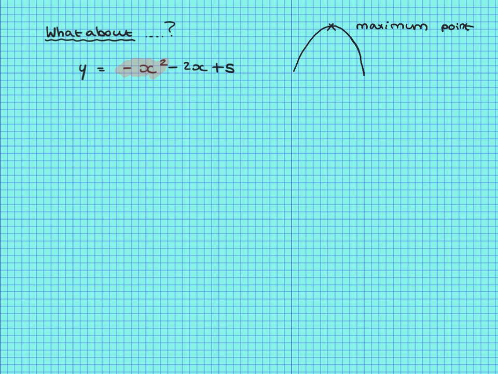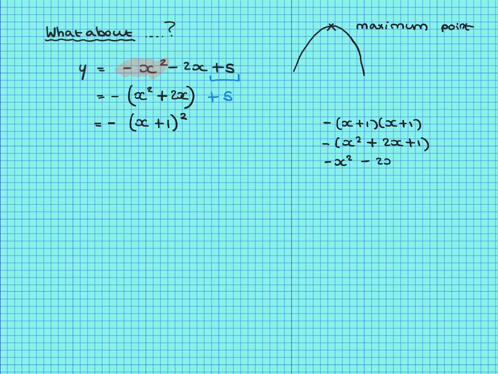Let's complete the square. Like we did previously, I'm going to take negative outside of the first two terms, which gives me x squared plus 2x, and then there's a plus 5 left over at the end. Let's start completing the square, so that's negative x plus 1 all squared. Now, when I expand these brackets, negative x plus 1, x plus 1, let's actually do the full expansion. So x squared plus 2x plus 1, which will give me negative x squared minus 2x minus 1. So we end up with this minus 1.